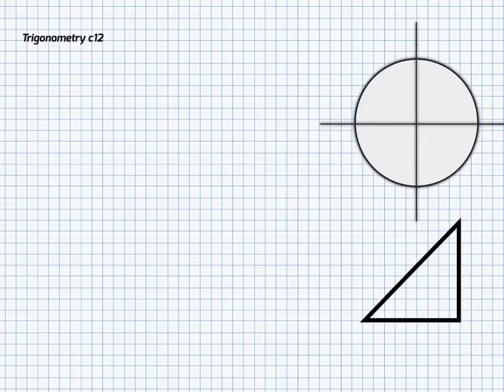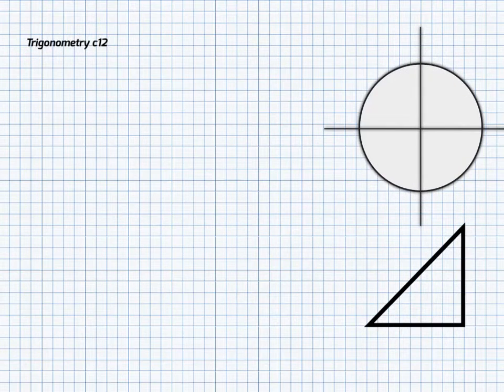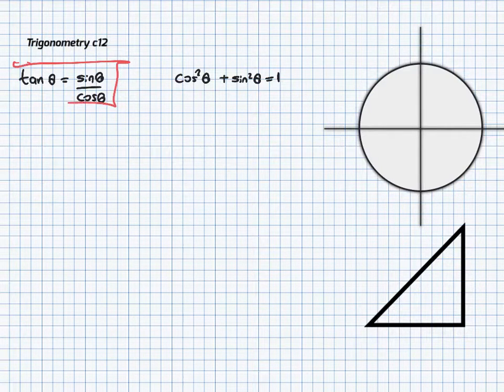In AS level trigonometry, you have to know two identities. The first one, tangent theta is equal to sine theta over cos theta. And the second one will be cosine square theta plus sine square theta equals 1. These are the two identities that you have to know in AS level trigonometry.